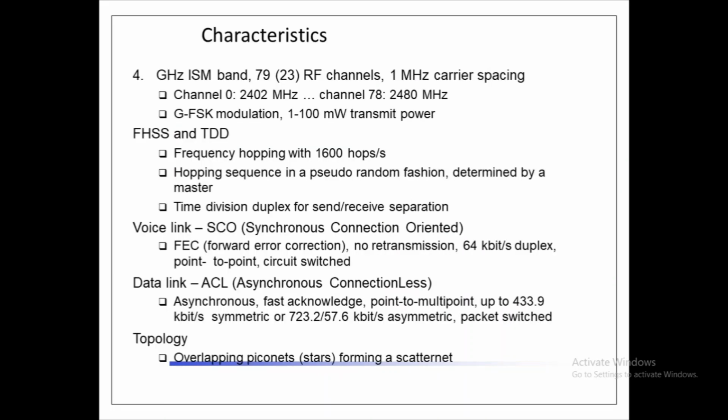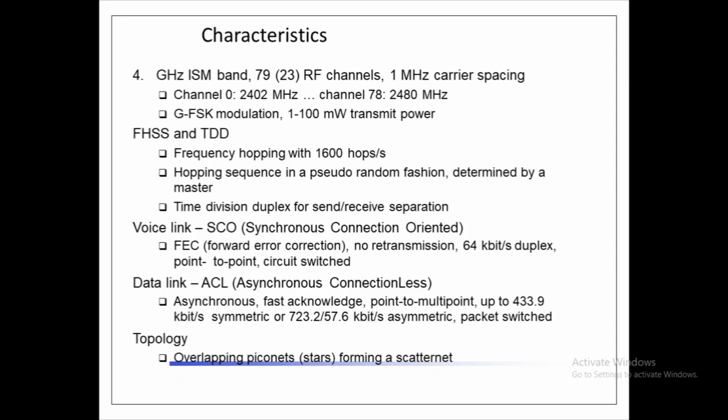So 2.4 gigahertz ISM band, 79 RF channels, 1 megahertz carrier spacing. Here channel 0 is 2402 megahertz, and channel 78 uses 2480 megahertz, right? GFSK modulation is used. Transmit power is 1 to 100 milliwatts, right? Here frequency hopping spread spectrum and time division duplex are used, with 1600 hops per second. The hopping sequence is in pseudo random fashion, determined by a master. The time division duplex is for send and receive separation, right?